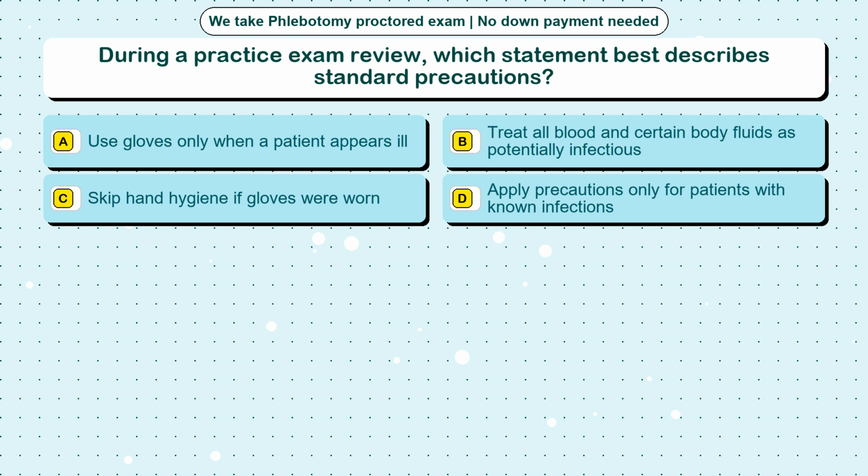Question 92. During a practice exam review, which statement best describes standard precautions? Option A, use gloves only when a patient appears ill.